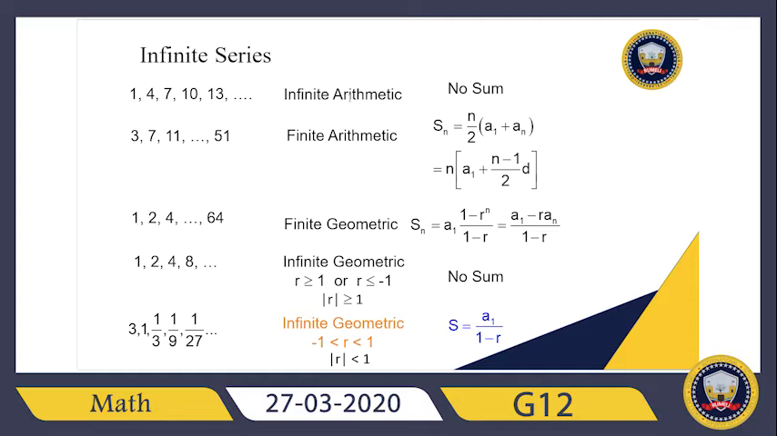While in the case when we have a finite arithmetic sequence, as we said, we have a1, the first term, and we have the nth term, in this case 51. So to find the summation of these terms, immediately we would use the formula that we've seen in the last two classes: Sn equals n over 2, the first one plus the last one. Or we can use this formula, because an is a1 plus n minus 1 multiplied by d. So basically you have the formulas for a finite arithmetic sequence.